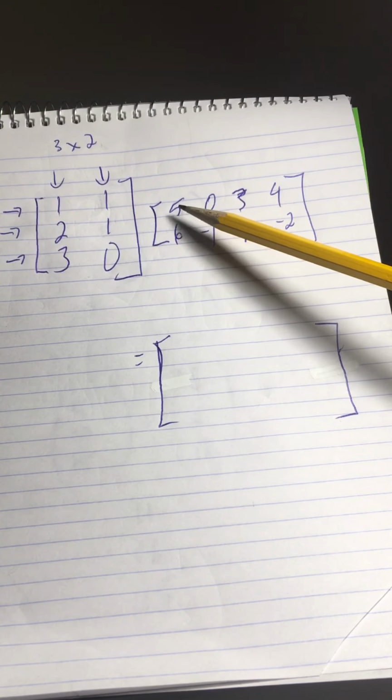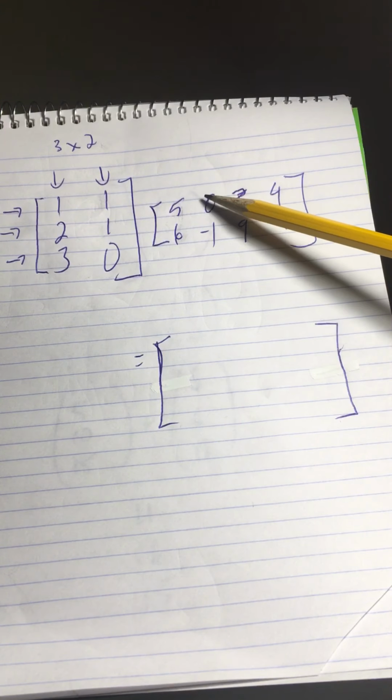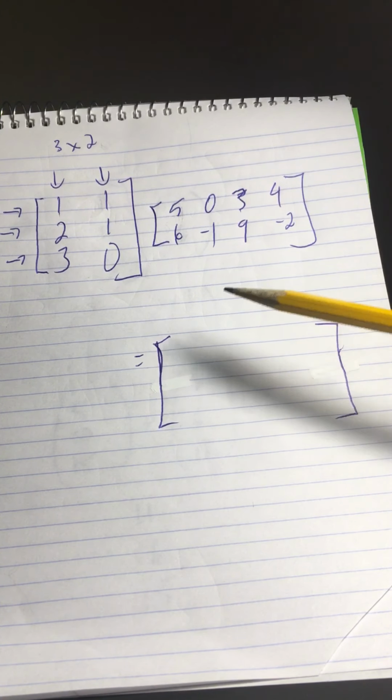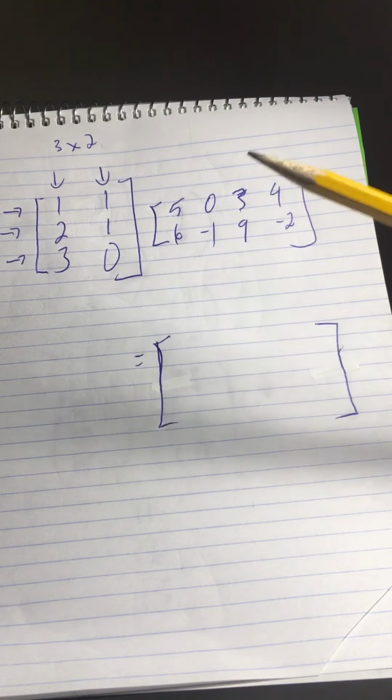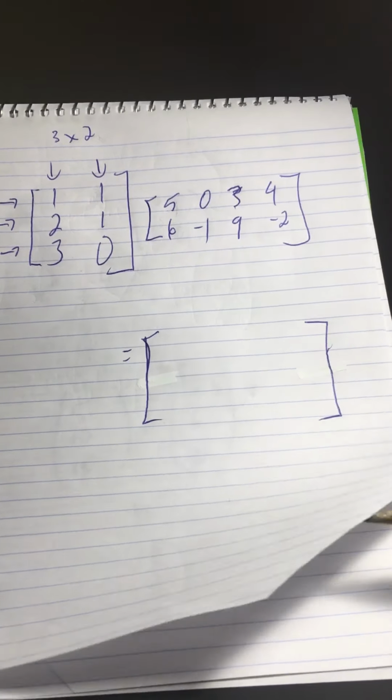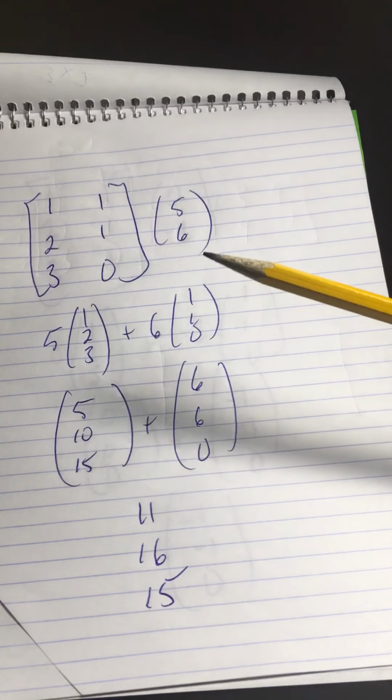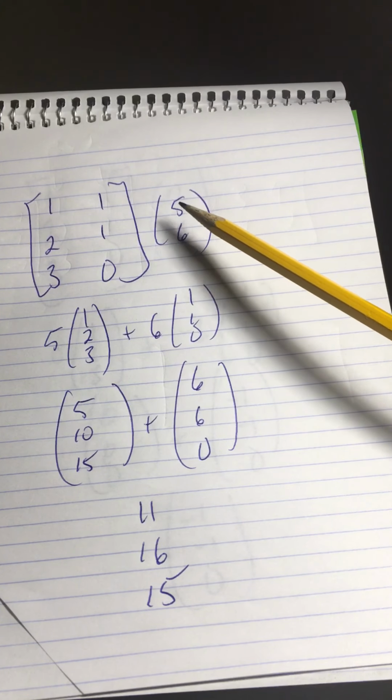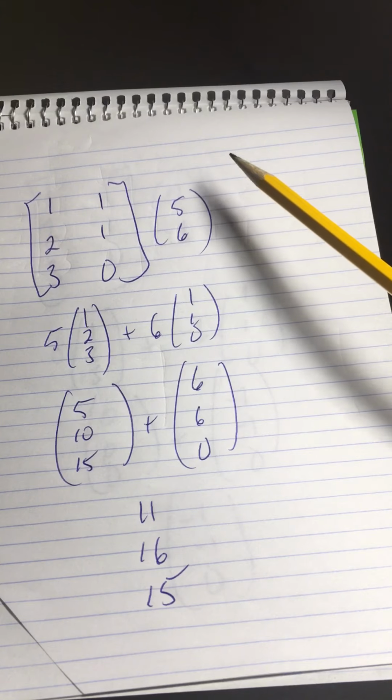So we're going to map this 5, 6 to some 3 space vector. We're going to map this 0, -1 to some 3 space vector. And the same here and the same here. And how do you do it? Well, you just do it like we were doing before. It's nothing new. So, for instance, I'm going to take the 5, 6 and map it to a 3 space.